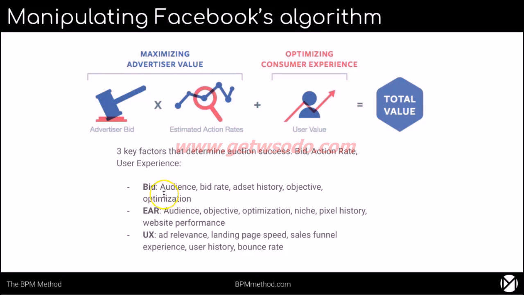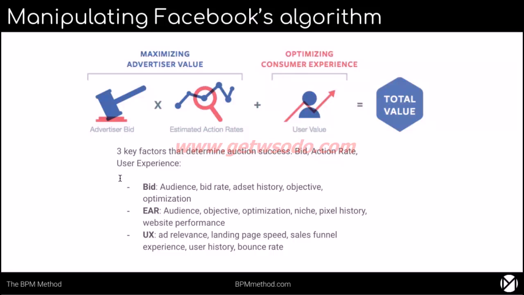So the bid contains the information around the audience. It contains information around your bid, so we can talk about automatic bid and manual bid, which we'll cover later on as well. It also covers the ad set history and what's happened in the campaign previously, and your ads, for example. What objective you've got in place: the objective could be website conversion, traffic, reach, etc. And then what optimizations are in place as well.